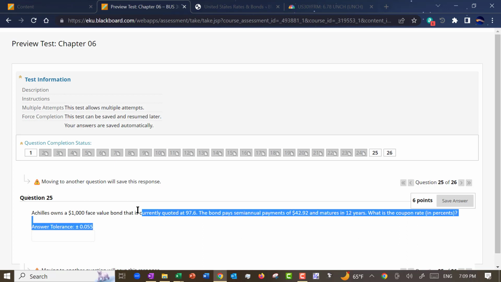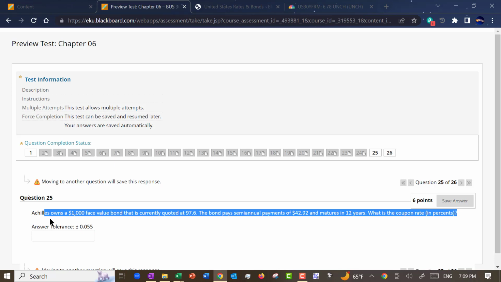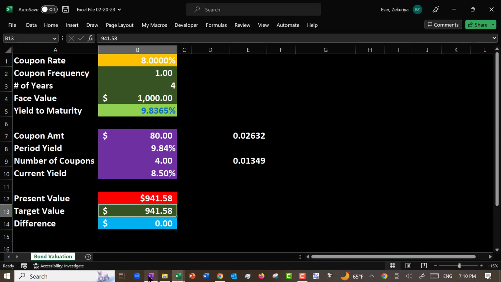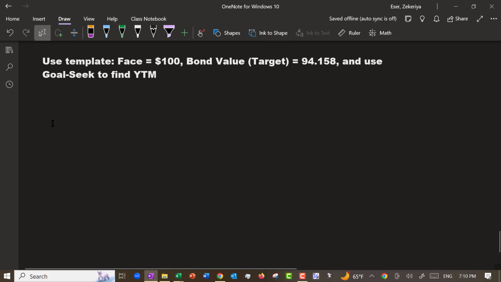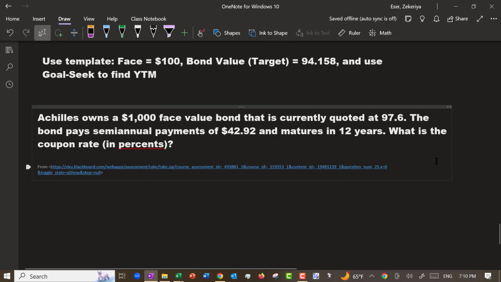$1,000 face value that is quoted currently at 97.6. That's 97.6% of the face value. The bond pays semi-annual payments of $42.92 and matures in 12 years. What is the coupon rate? Well, for this one, I don't need any Excel. You guys can actually tell me what that rate is.